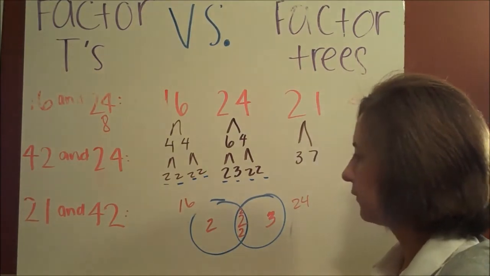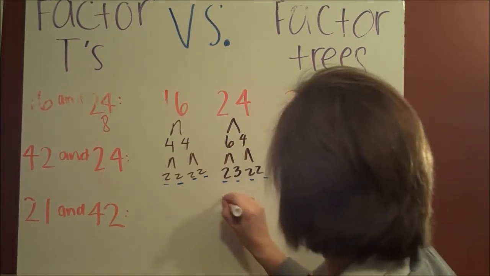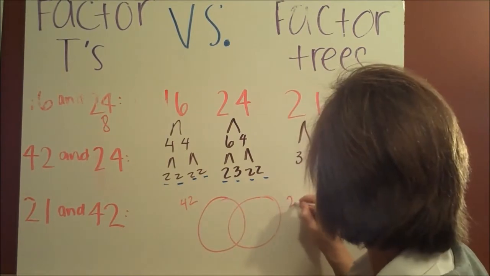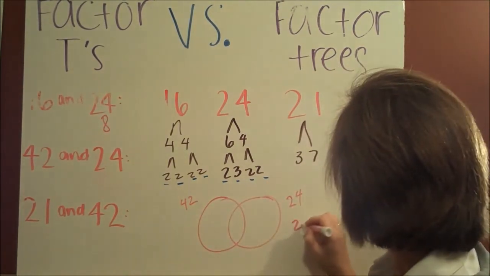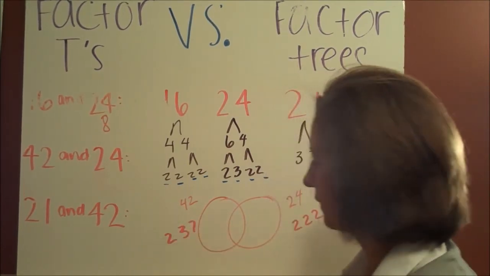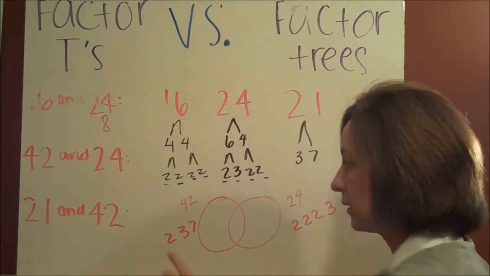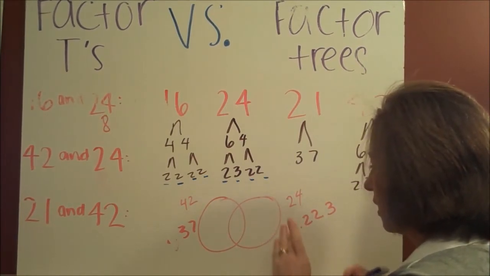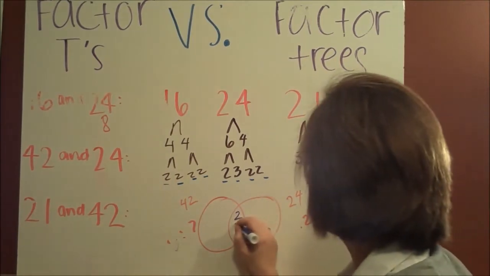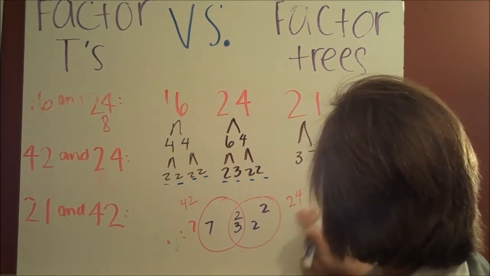42 and 24. I'm going to just simply erase this, make another Venn diagram, and identify what numbers are in 42 and what are in 24. 24 again is a 2 and a 2 and a 2 and a 3, and 42 is a 2 and a 3 and a 7. And so now I'm going to identify what they have in common and move the common ones to the middle. So this 2 and this 2 will join together and end up here. And this 3 and this 3 will end up here. I have a leftover 7, and over here I have a leftover 2 and 2.